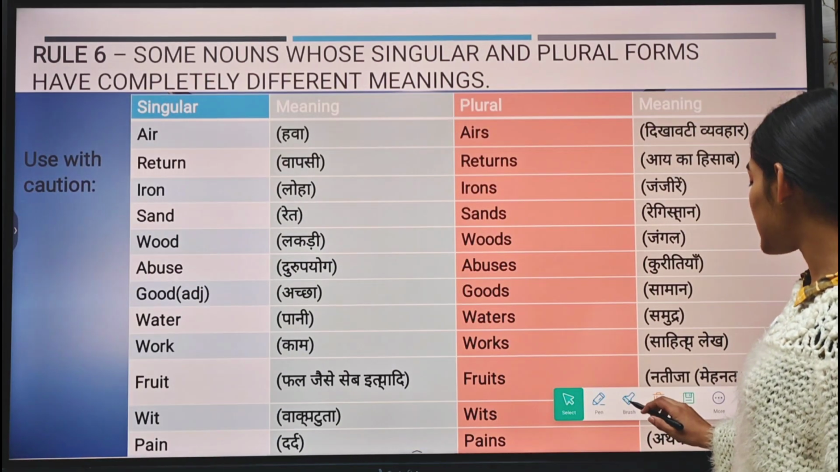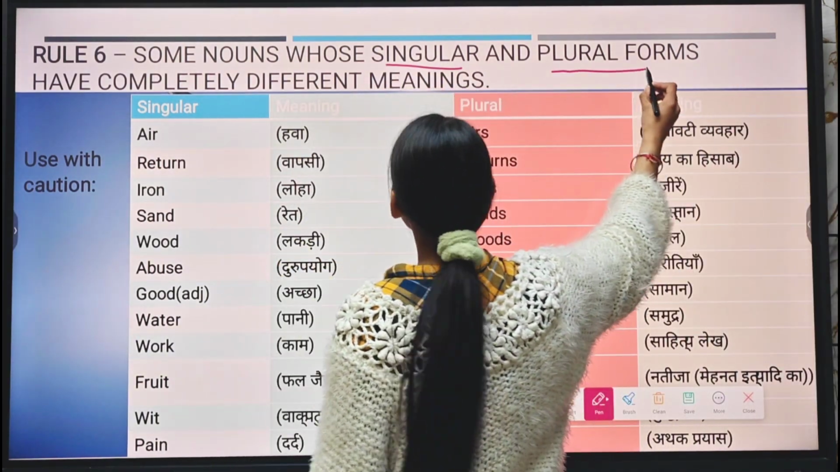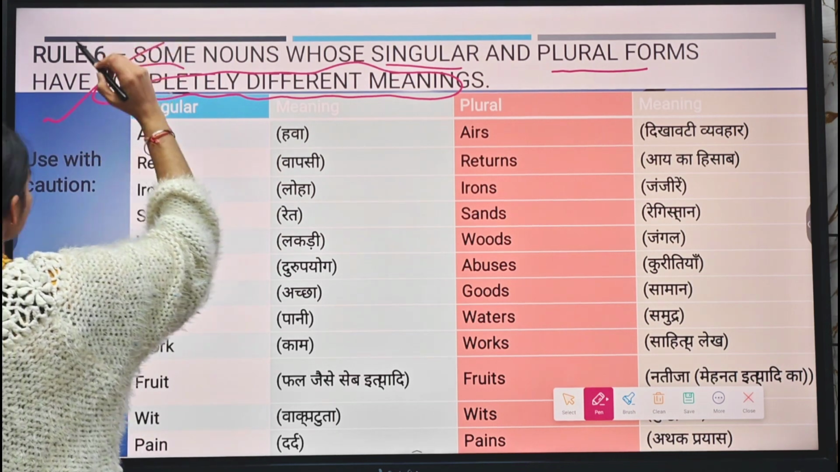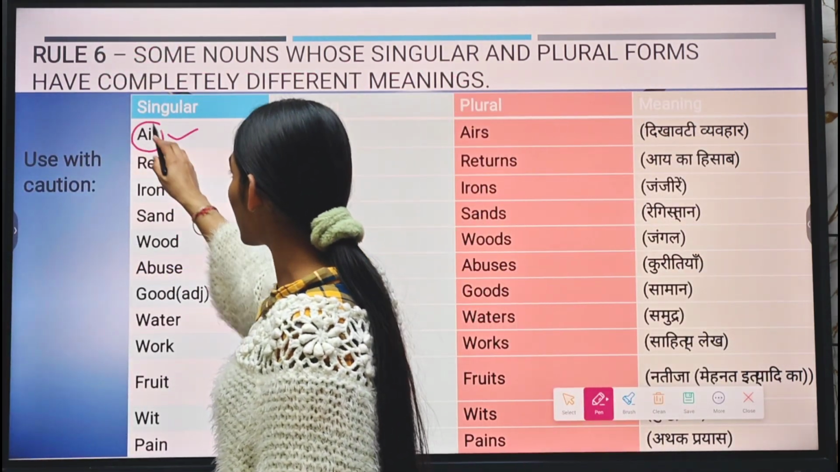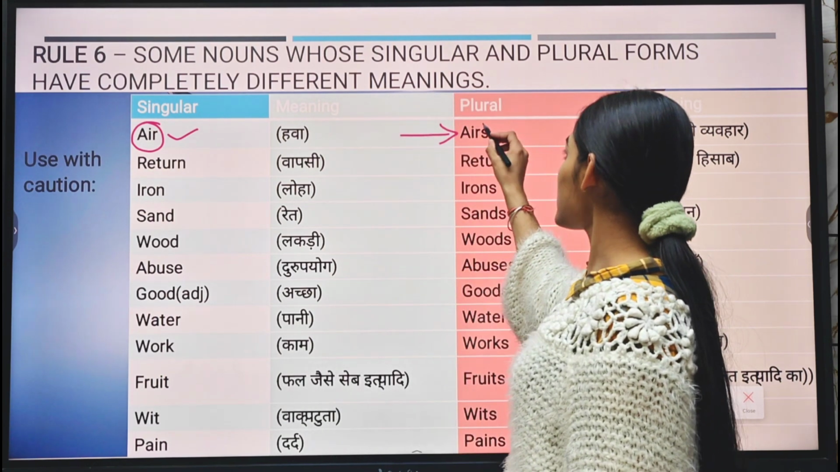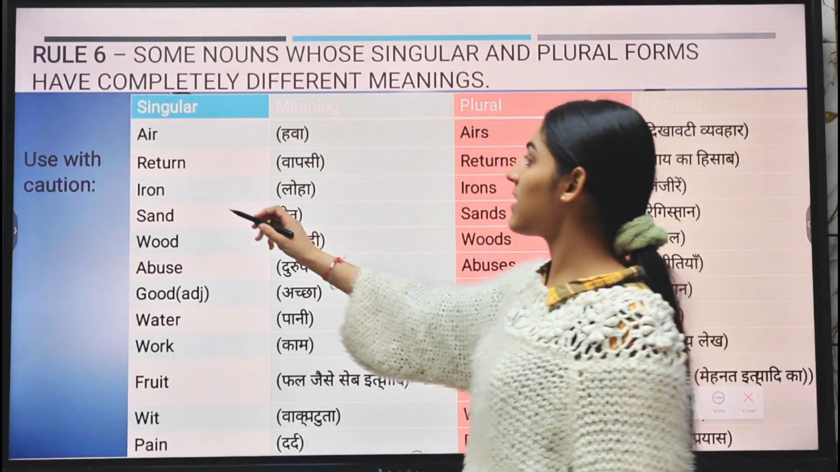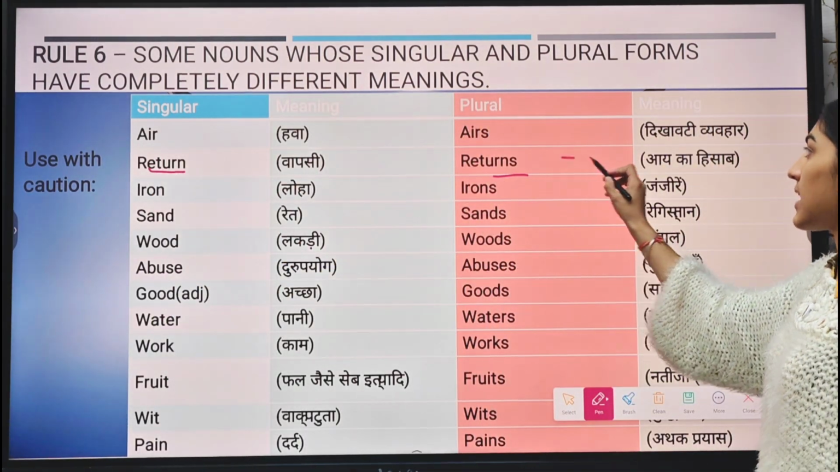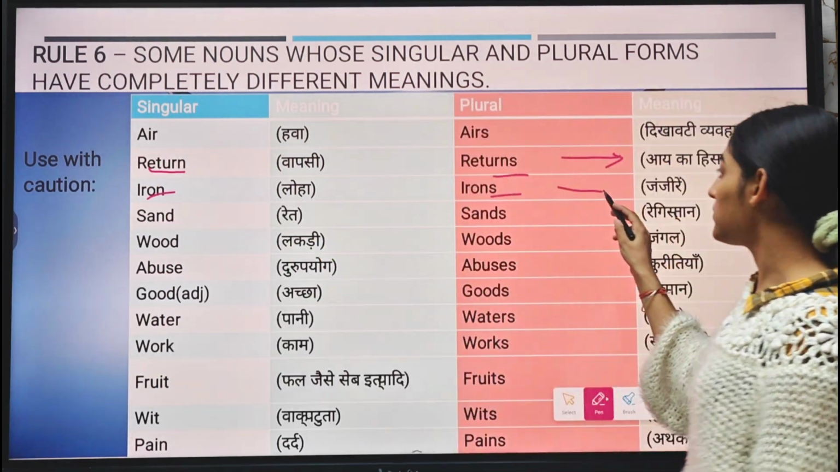What does it say? Some nouns whose singular and plural forms have completely different meanings. This is quite important. Here we have the singular form air, and if we add s to it, it becomes plural, airs, and the meaning changes as you can see here. Then we have the letter, and if we add s to it, it becomes plural, letters, and the meaning changes. Similarly, we have iron, and if we add s to it, it becomes irons.